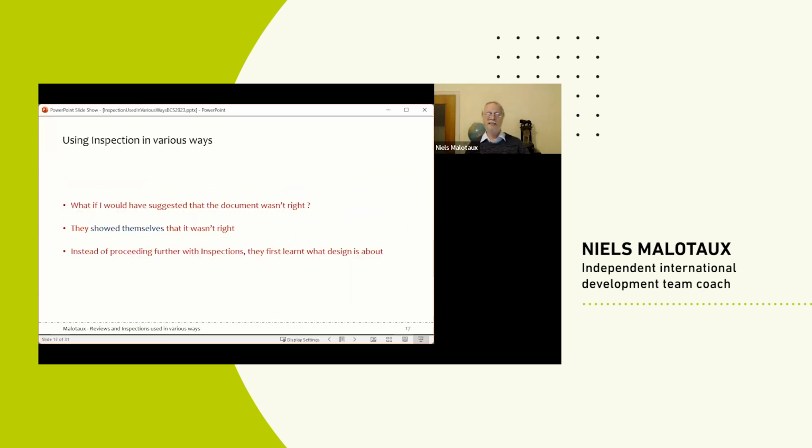So in this case, using inspection in various ways, what if I would have suggested that the document wasn't right? Resistance. They showed themselves that it wasn't right. But instead of proceeding further with inspections, I thought, let's focus first on thinking what design is about, because a lot of developers have to learn what actually design is about.